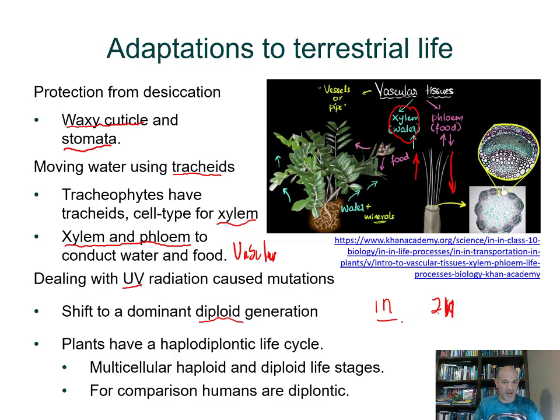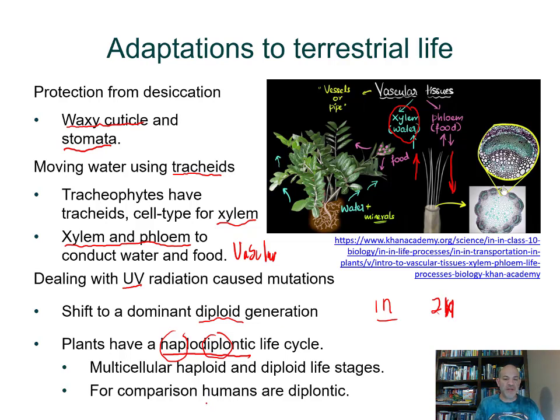So that's sort of an idea of the mechanism or sort of a partial, at least, explanation as to why maybe the diploid generation is the one that evolved to be more dominant. Plants have what's called a haplodiploid, which means haploid and diploid life cycle. So they alternate between a multicellular haploid and a multicellular diploid.